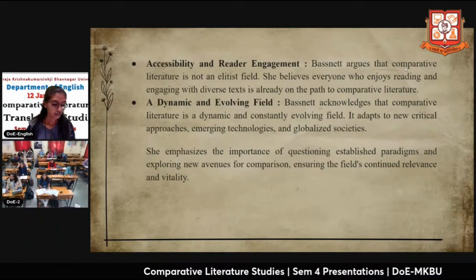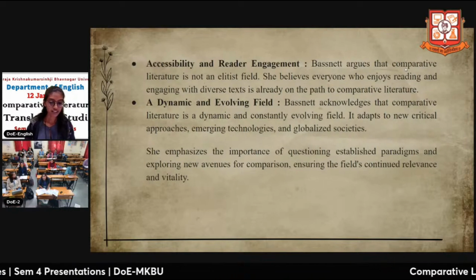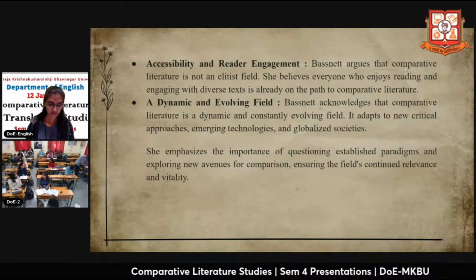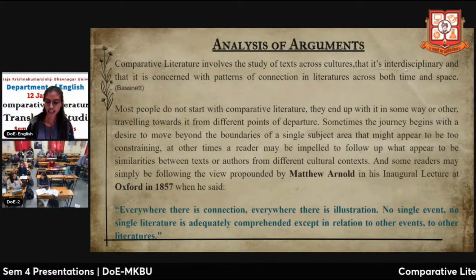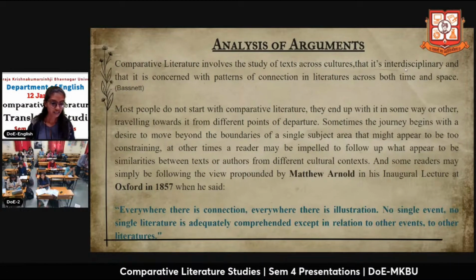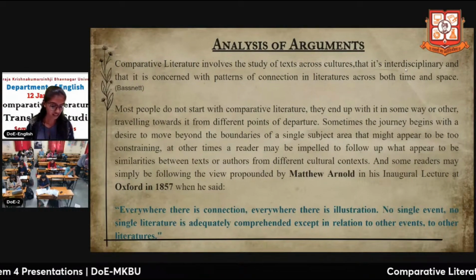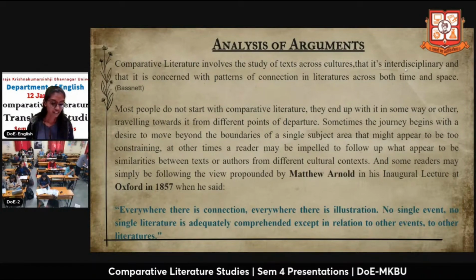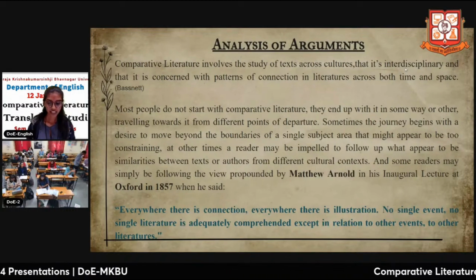Furthermore, Susan Bassnett also highlights the dynamic nature of the field, like emerging technologies and the reality of global societies. These are the analysis of Susan Bassnett's arguments. Comparative literature, as described by Susan Bassnett, involves studying texts across different cultures, emphasizing its interdisciplinary nature and its focus on connections in literature across time and space.